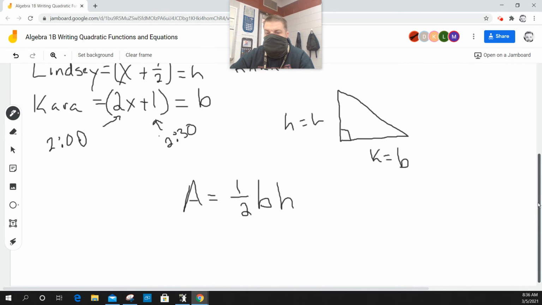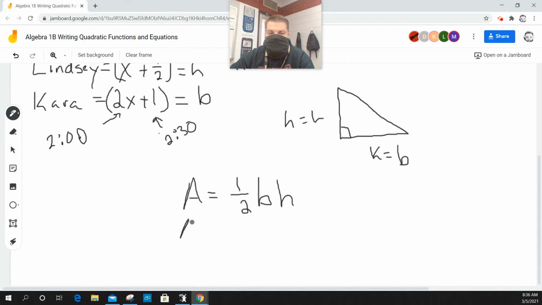So now what I'm going to do is I'm going to say the area of this thing is equal to 1/2 times the base. What do I plug in for the base? 2x plus 1 times the height. What do I plug in for the height? X plus 1/2. Whew, that's a lot of work.